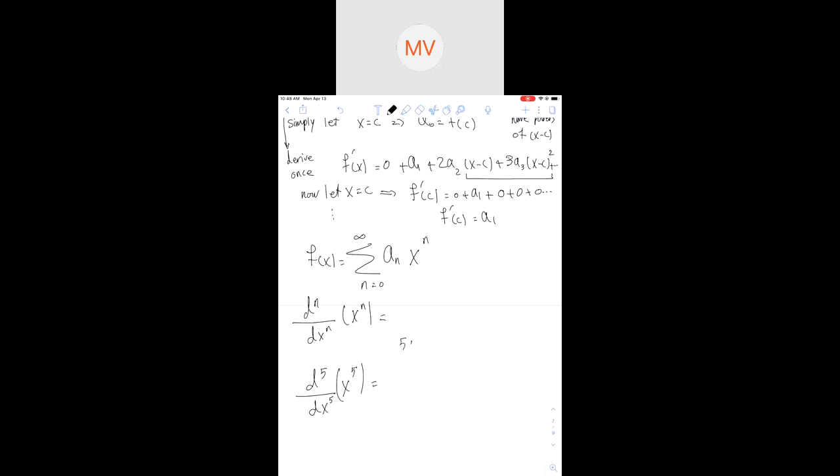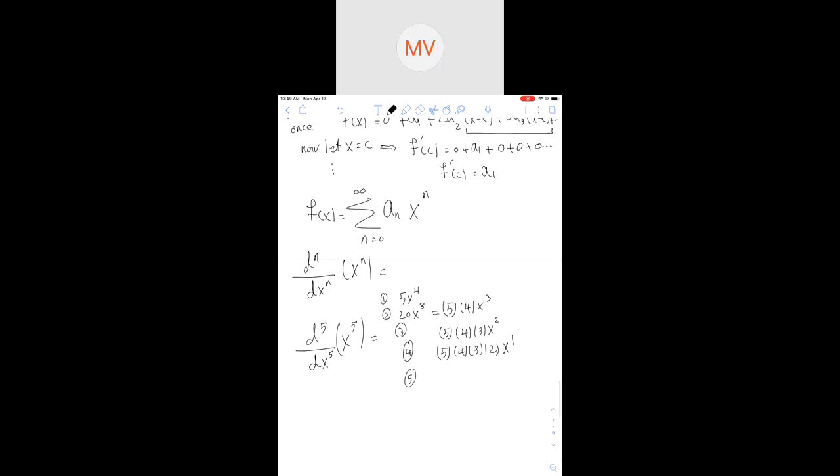Let's see, the first derivative is 5x to the fourth. The next one is 20x cubed. In fact, let me write it as 5 times 4, x cubed. The next one is 5, 4, 3, x squared. That's the third derivative. The fourth one is 5, 4, 3, 2, x to the first. All right, now the last one is 5, 4, 3, 2, 1, and the derivative of x is 1. So what's the fifth derivative? We have a name for that. That's called 5 factorial. Good. So for the same reason, the nth derivative of x to the n is nothing but n factorial.